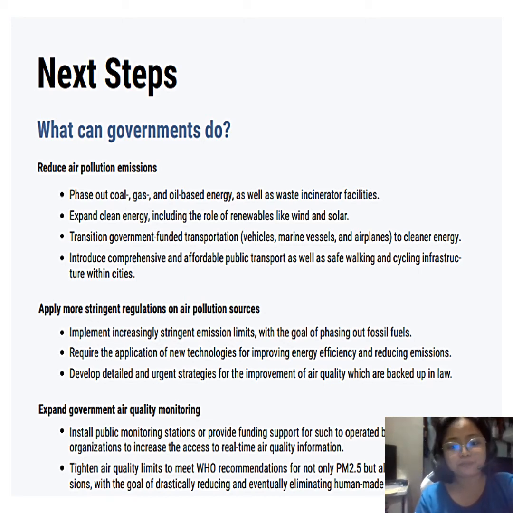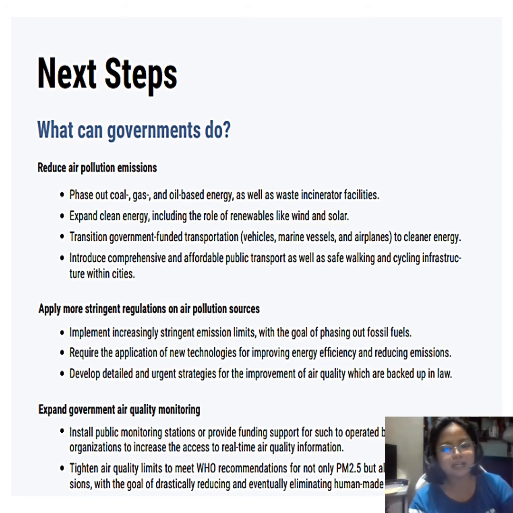Okay? So, next is expand government air quality monitoring. Okay? So, installing public monitoring stations and provide funding transport to operate by non-governmental organizations to increase the access to real-time air quality information. So, usually in the Philippines, each cities meron pong mga installed na optic-based na technologies. Pag sinabi natin optic-based, yung they use light, okay, to monitor the particulate matter present in the air. So, doon pa lang na ma-measure na nila kung gaano karami yung particulate matter present.